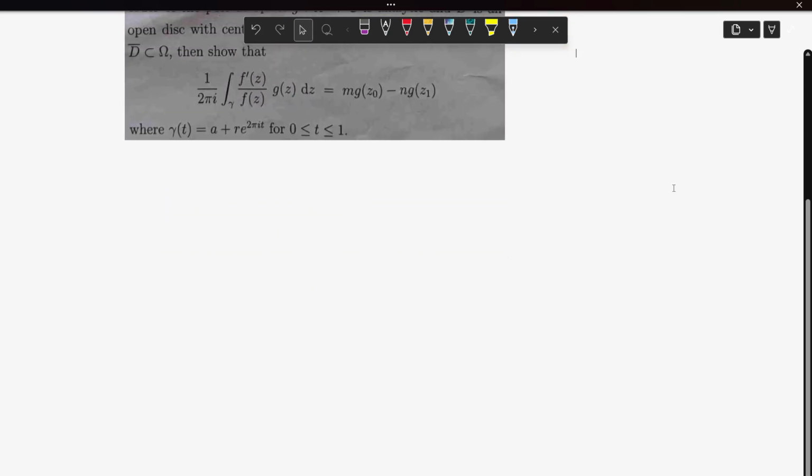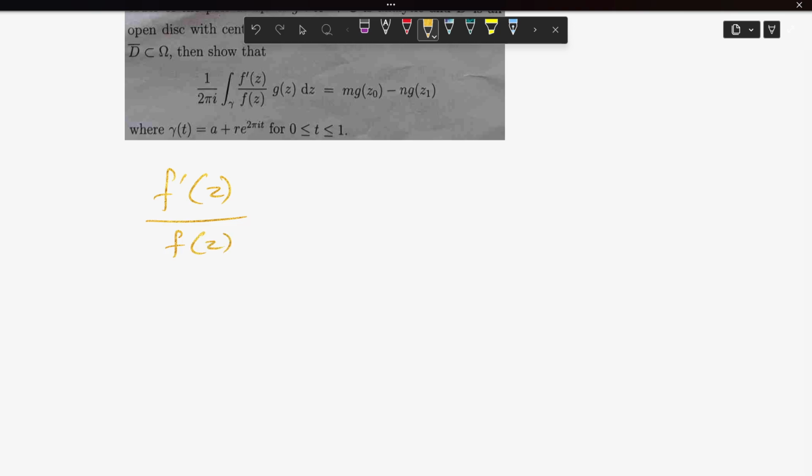So the information is: f is meromorphic on omega with a zero of order m at z0 and a pole of order n at z1. g is analytic on omega and gamma is the boundary of the disk D containing z0 and z1. Okay, so let us analyze the integrand. Our integrand is f dash z by f z into g z.